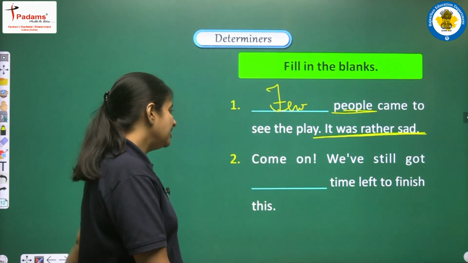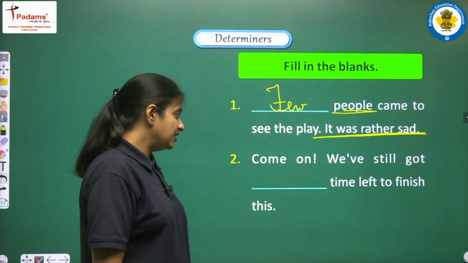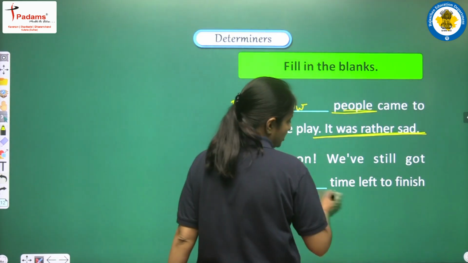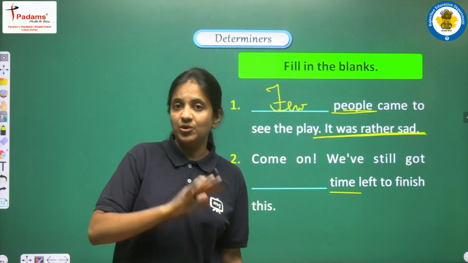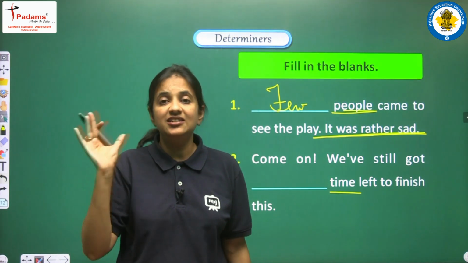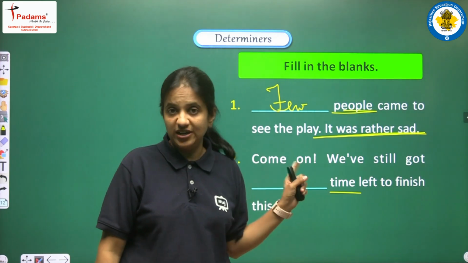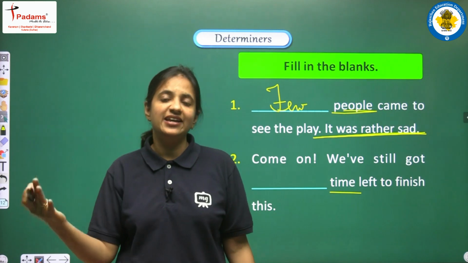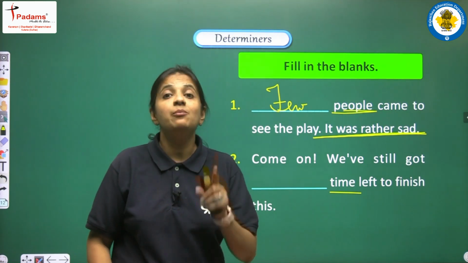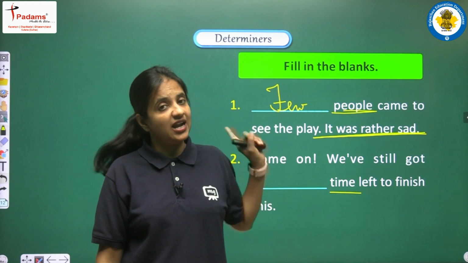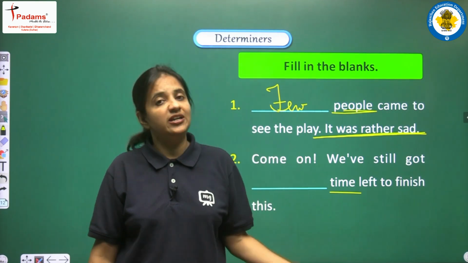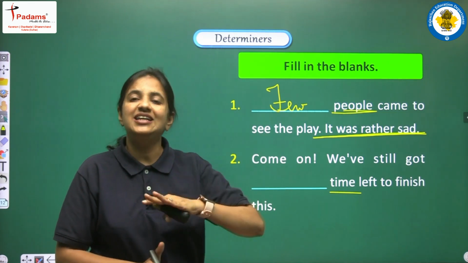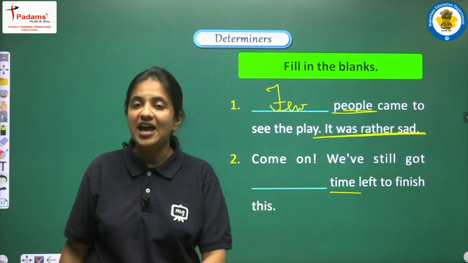Second: come on, we have still got time left to finish this. So first of all, let's talk about the noun time. Is time countable or uncountable? Always be very careful, students: time is an uncountable noun. Yes, minutes, seconds, hours are countable, but time is an uncountable noun. It means we have to use the little family. So now we have to choose between little, a little, or the little. What will be the appropriate option?